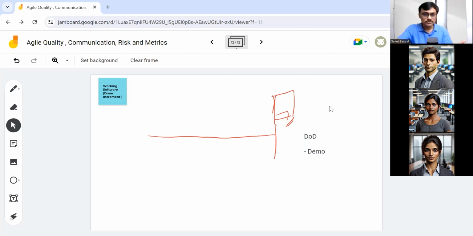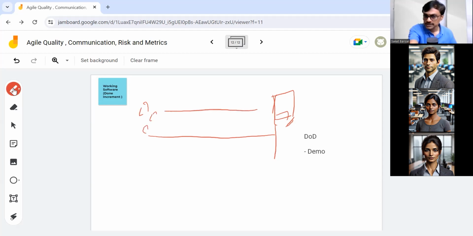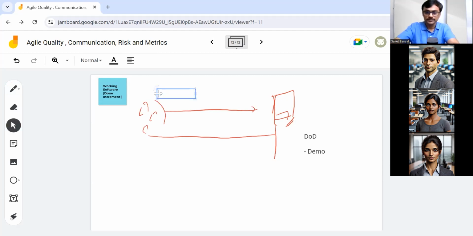So what is working software? Whatever requirement you have picked up in your iteration planning meeting, you want to show. These requirements are called user stories. You have marked them done, and you are demonstrating them. Now, many a time in the agile world, we also set up a goal. We can say we've set up a sprint goal.